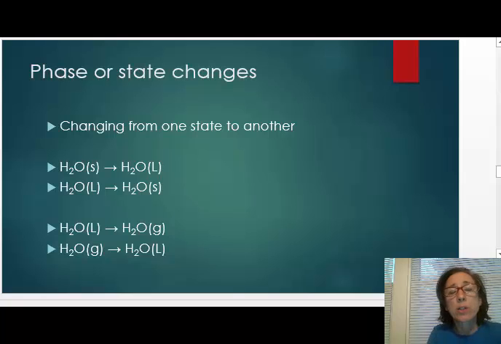Phase or state changes are physical reactions. Water easily goes through phase changes, so I use it as an example for our chemical reactions. These are the 4 phase changes that we are most familiar with: melting, freezing, vaporization, and condensation.